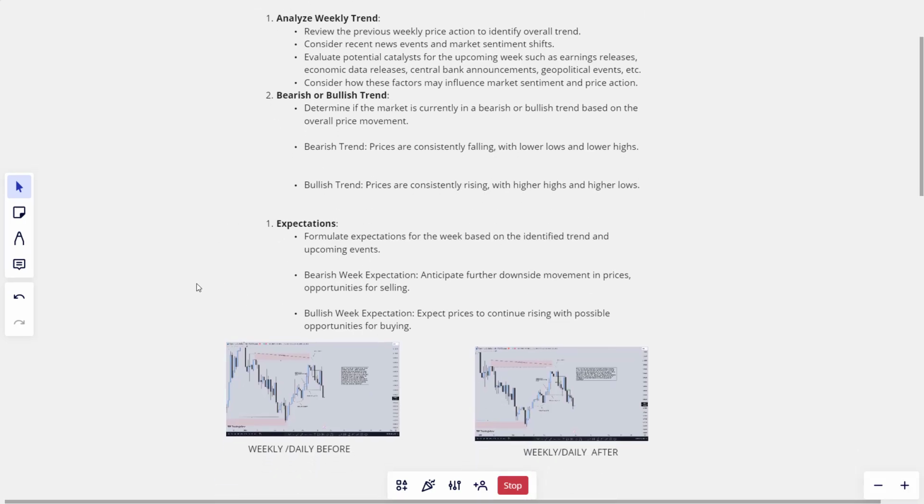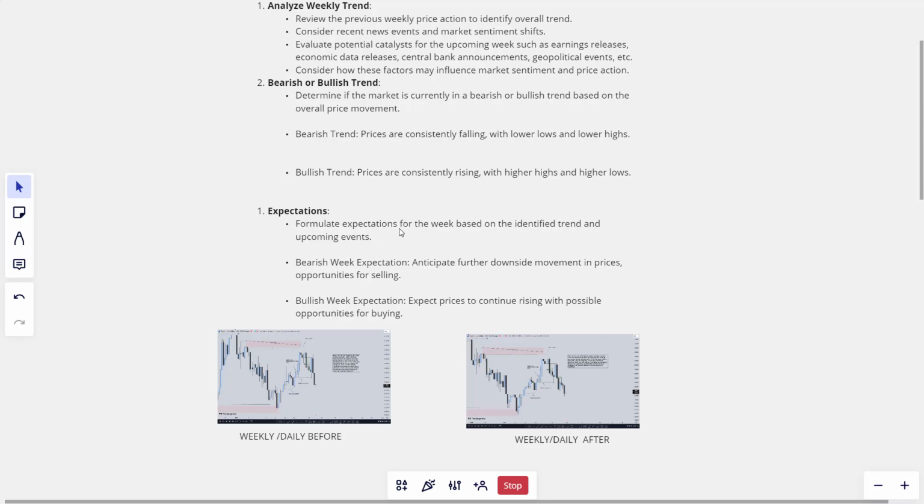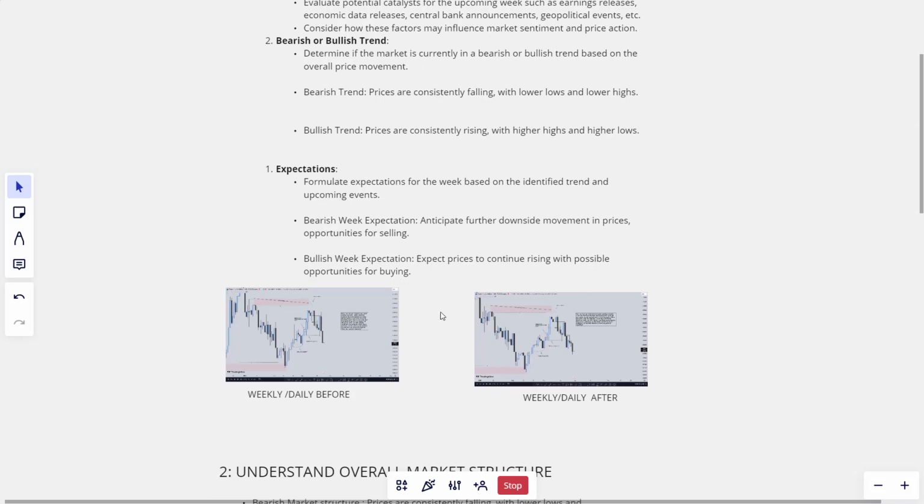And then for the expectations, we're going to formulate an expectation for the week. That's just for our weekly outlook, exactly what we are currently looking for in the upcoming week. This is just our anticipation. If we are anticipating a bearish week, we're going to anticipate further downside price movement. We're going to anticipate price to keep falling lower. And if we are anticipating a bullish week, it's us expecting prices to continue rising above old highs and creating newer higher highs.